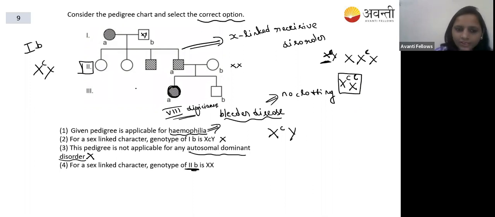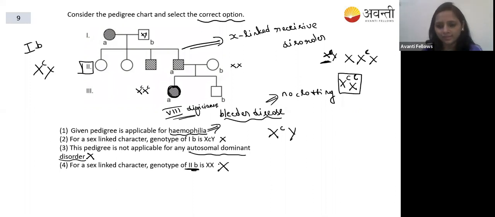It should be a diseased gene. So that is the reason option 4 is also wrong. It's not the XX, it should be a diseased gene, the hemophilia gene. So that is the reason option 3 is wrong. So the correct answer is option 1. Option 1 is the correct answer.